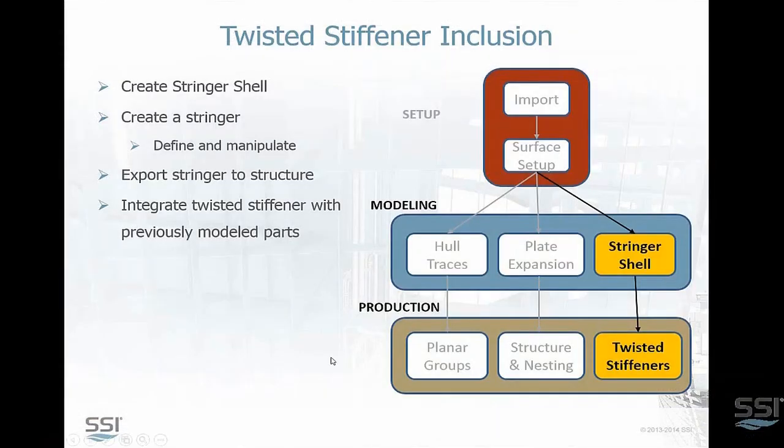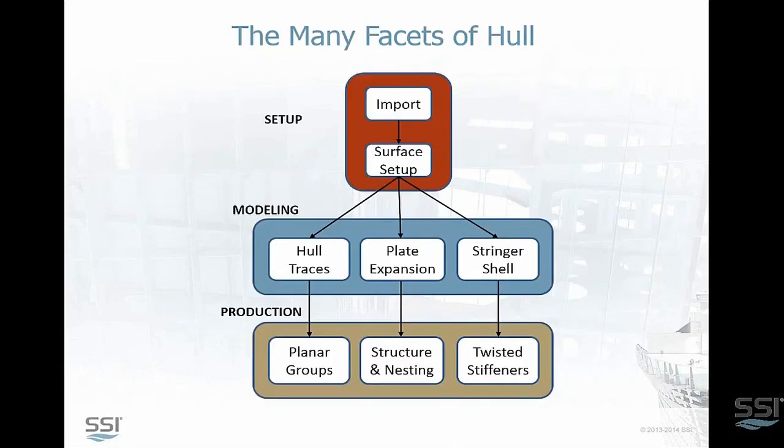And that is us having gone over twisted stiffener. So we created a stringer shell from extracted NURBS curves. We created a stringer using girths, and we exported that stringer to Structure. We modified it in Hull and demonstrated how it retains that relationship with the structure, and then also showed how doing this later in the project is still acceptable because we can fit the parts together by doing things such as creating extra cutouts. And that is the many facets of Hull that I have to demonstrate for you today.